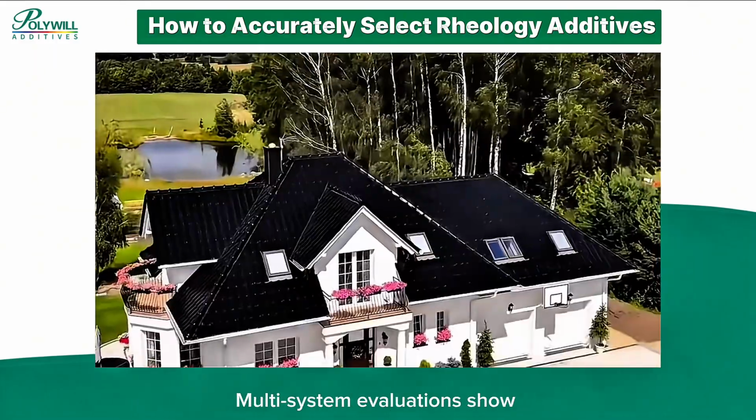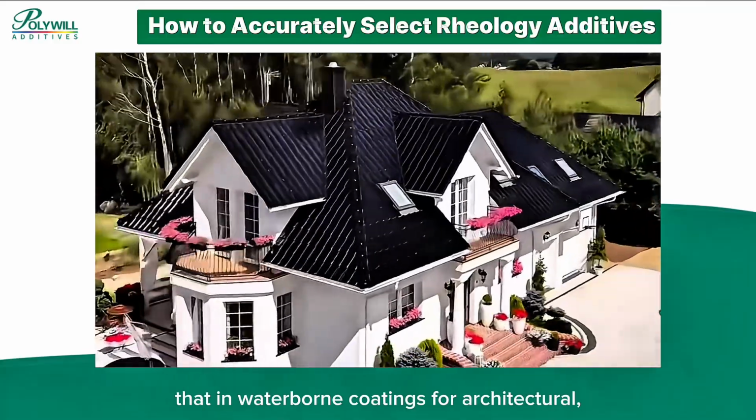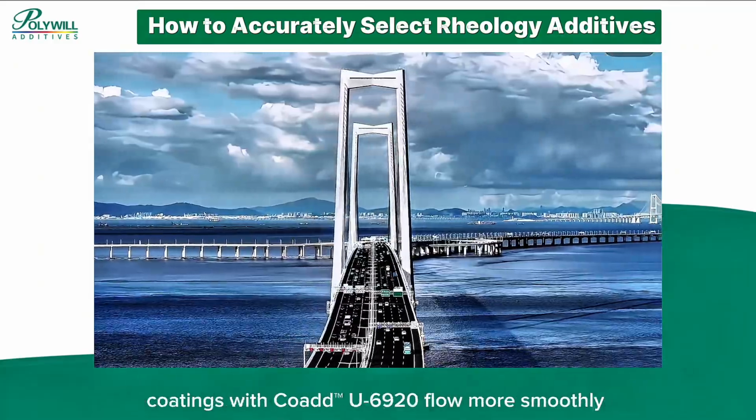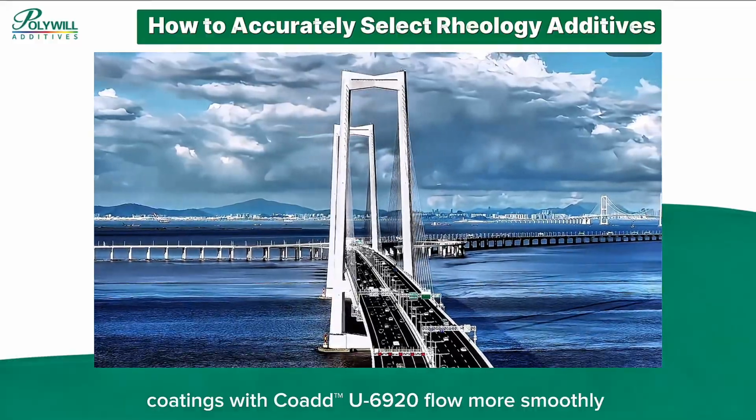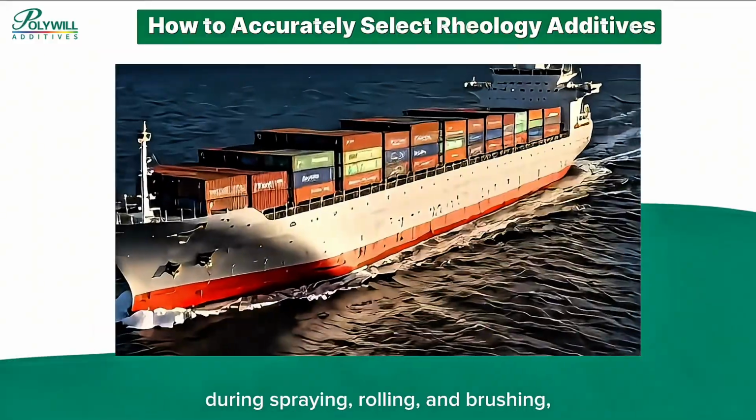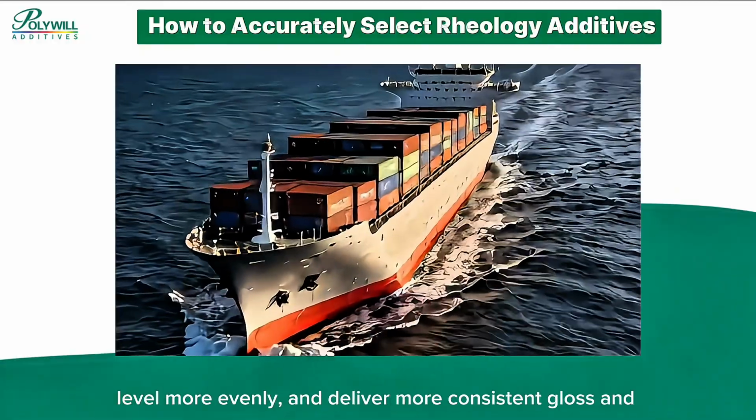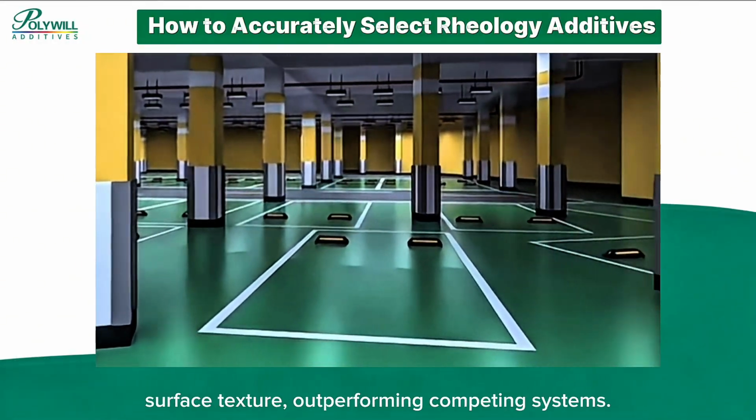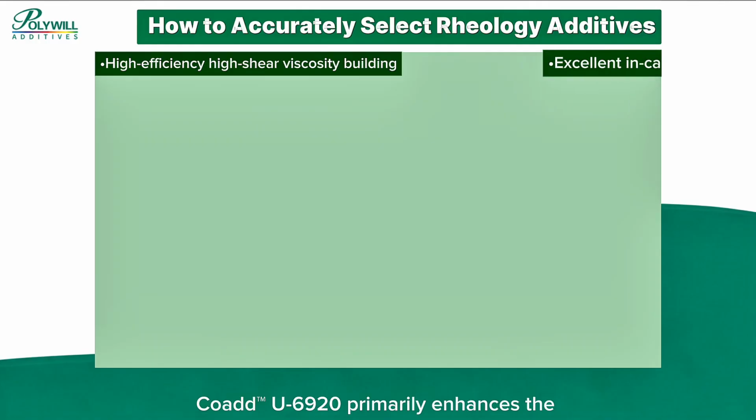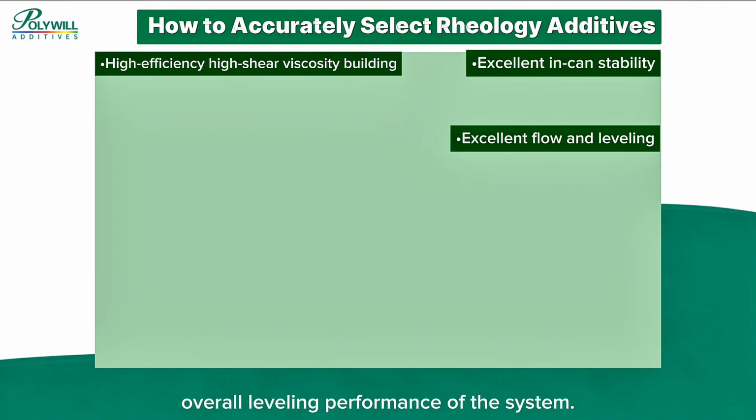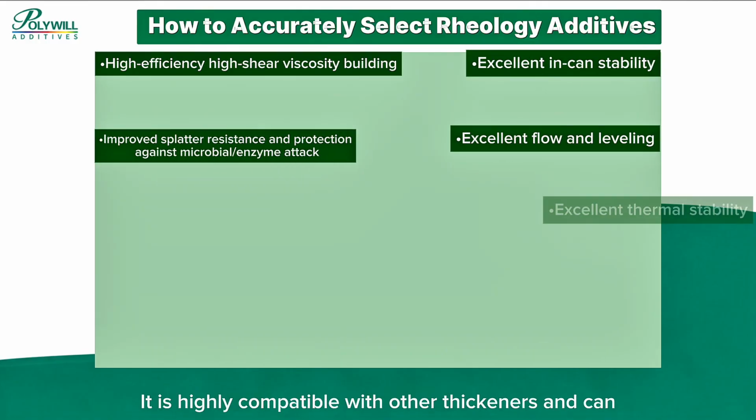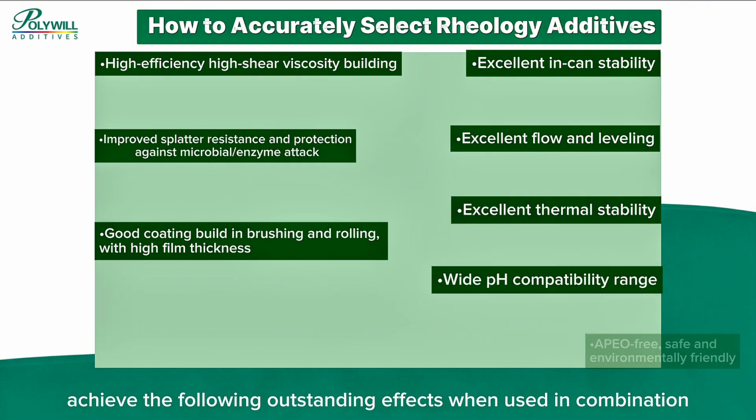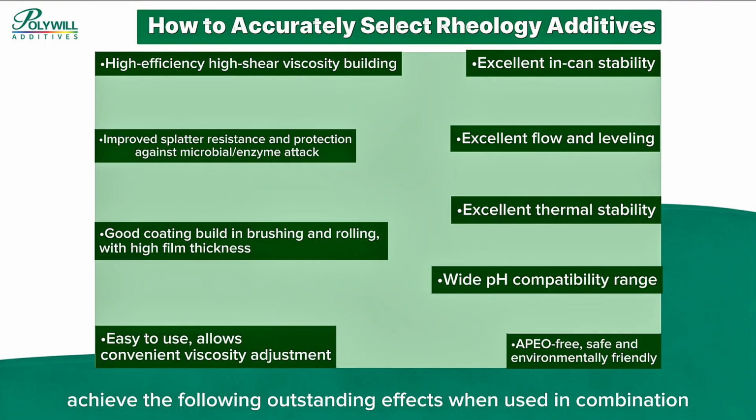Multi-system evaluations show that in waterborne coatings for architectural, industrial protective, floor, and wood applications, coatings with Coadd U-6920 flow more smoothly during spraying, rolling and brushing, level more evenly, and deliver more consistent gloss and surface texture, outperforming competing systems. Coadd U-6920 primarily enhances the overall leveling performance of the system. It is highly compatible with other thickeners and can achieve the following outstanding effects when used in combination.